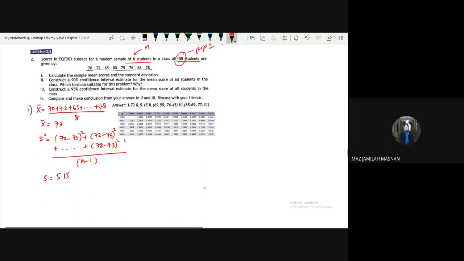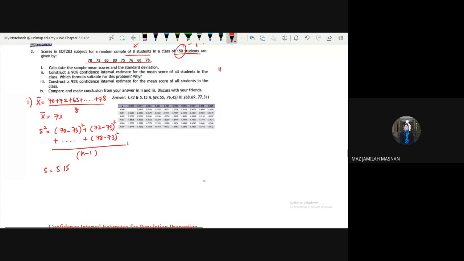So for the second question, let's say I do it here. Our alpha is 0.10. Alpha divided by 2, you will get 0.05. So Z 0.05 is given by 1.6449. So x bar plus minus 1.6449 multiply with standard deviation 5.15 divided by square root of sample size. So our sample size is 8. Oh, sorry.